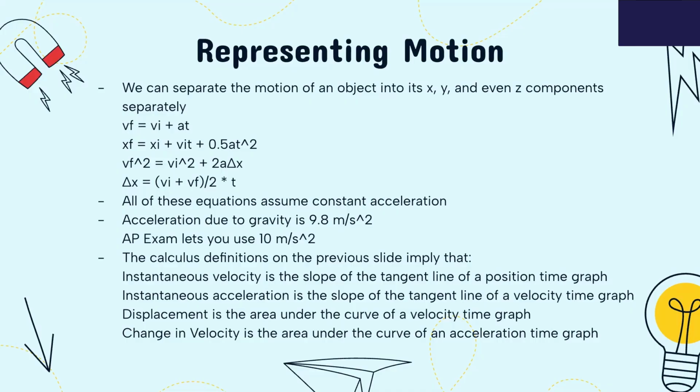It implies that the instantaneous velocity is the slope of the tangent line of a position time graph, because v is equal to dx/dt. Instantaneous acceleration is the slope of the tangent line of a velocity time graph, so acceleration equals dv/dt. And displacement is the area under the curve of a velocity time graph because of the integral definition. And the change in velocity is the area under the curve of an acceleration time graph, again because of the integral definition.